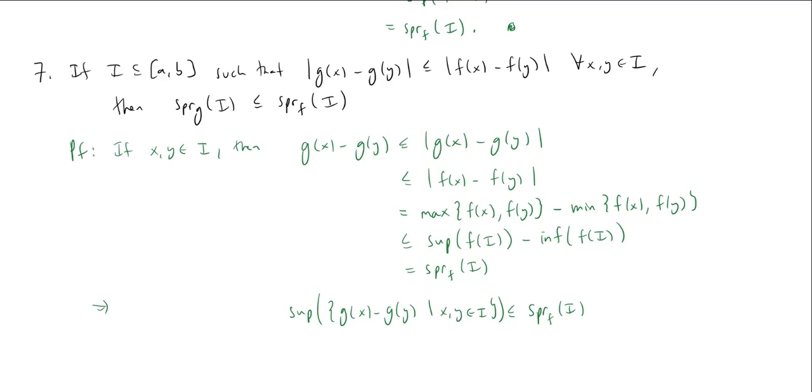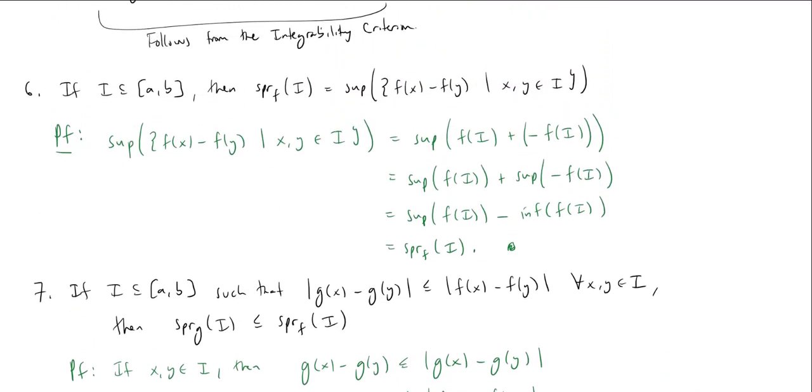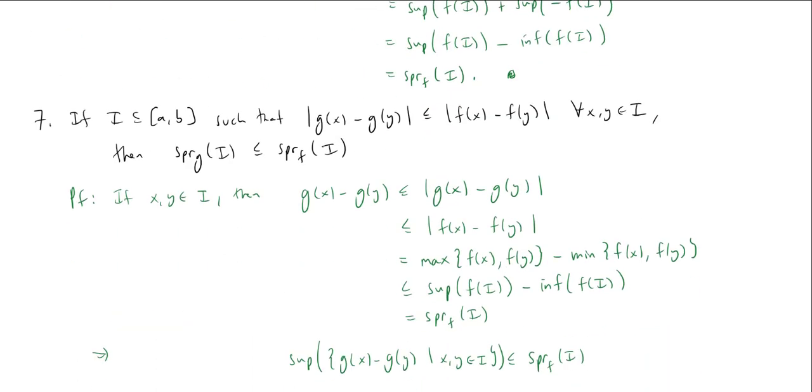However, in the previous part of this theorem, we showed that exactly the supremum of this type of set is equal to the spread. So this supremum here is equal to the g spread of I. And so I've concluded that the g spread is less than or equal to the f spread.